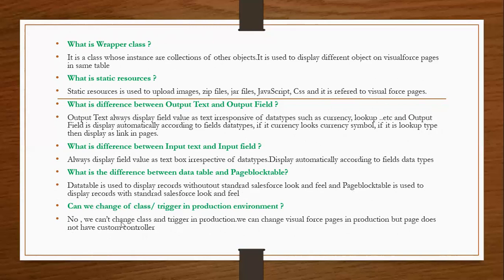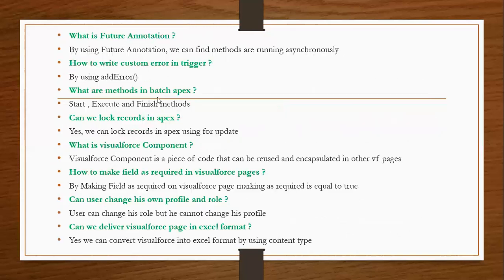Next, can we change classes and triggers in the production environment? No, we cannot change classes and triggers in production. We can change the Visualforce page in production, but the page must not have a custom controller. Next question: what is the future annotation? By using the future annotation, we can define methods that run asynchronously. Next question: how to write custom errors in triggers by using addError?